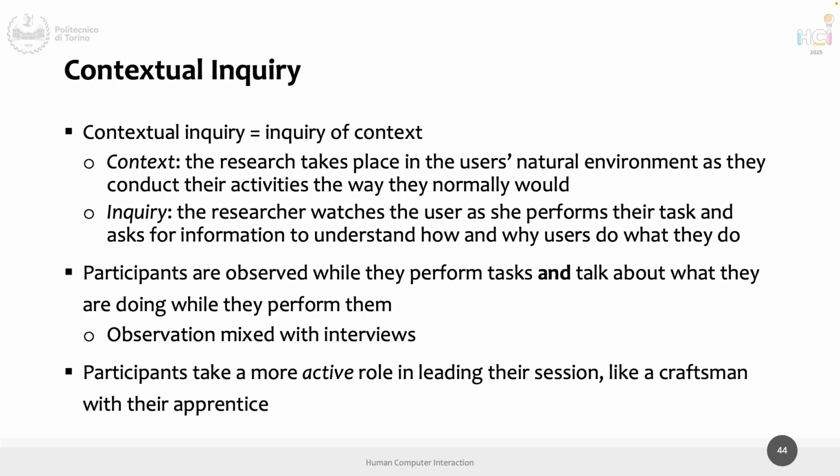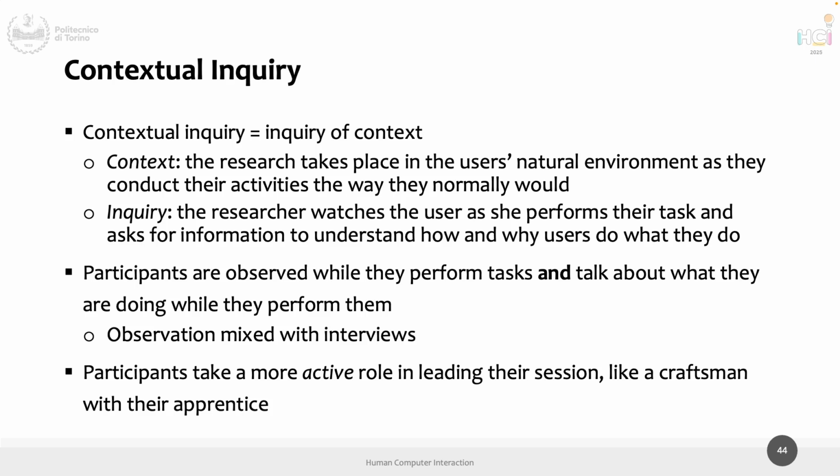The difference from the previous methods is that here participants have a more active role. In observation, you look at them. In interview, you ask questions to them, and they reply, and then wait for the next question. Here, people are leading the session, like, in a way, a craftsman and the apprentice. So people are the craftsman, and you are the apprentice. It's like you want to learn what they do so that you can do it again on your own.